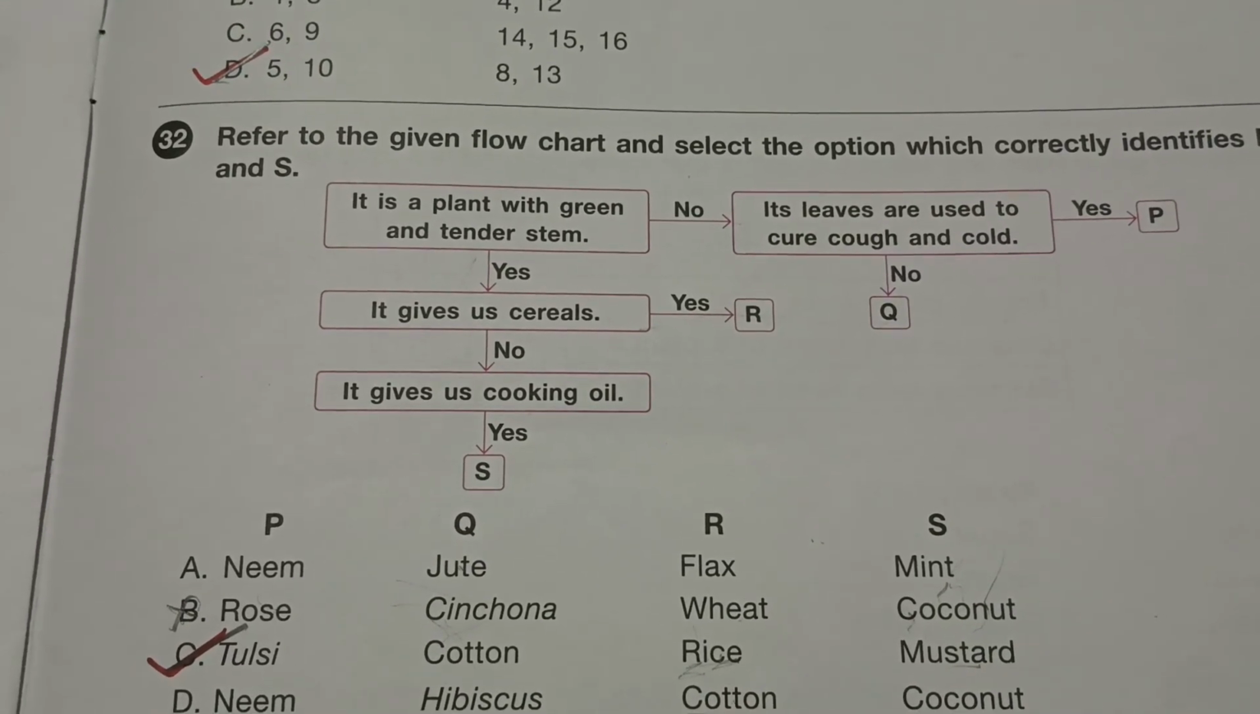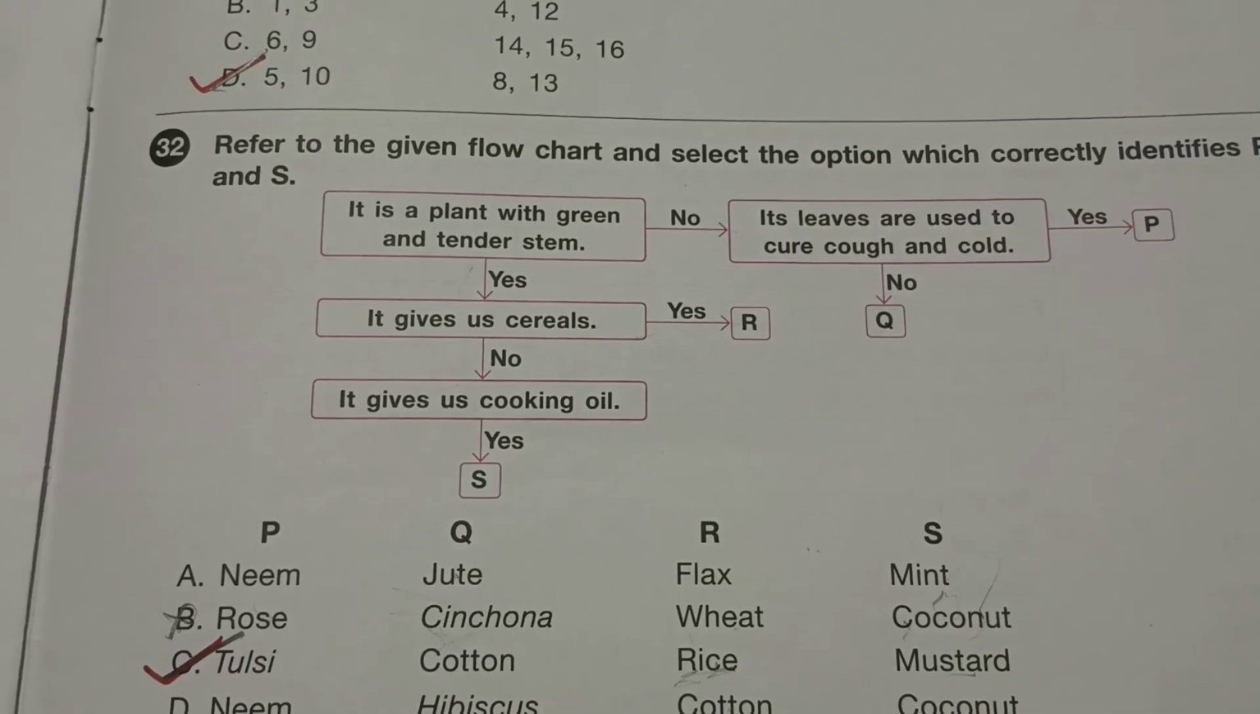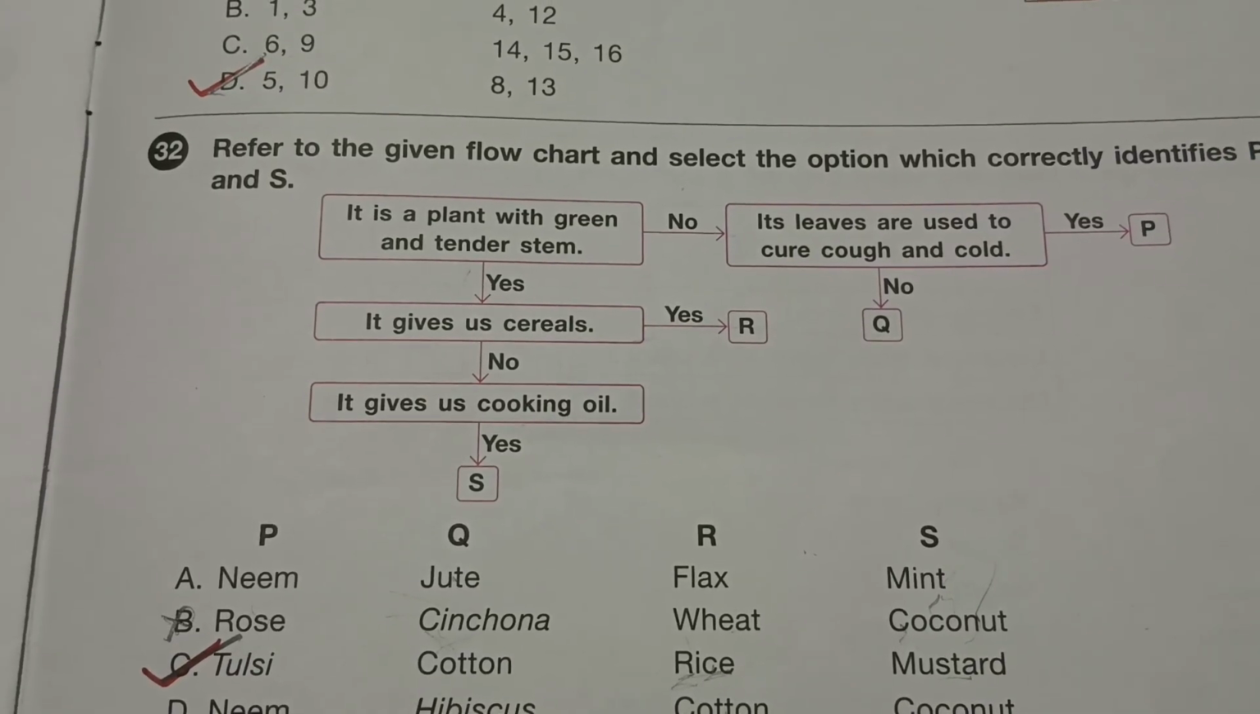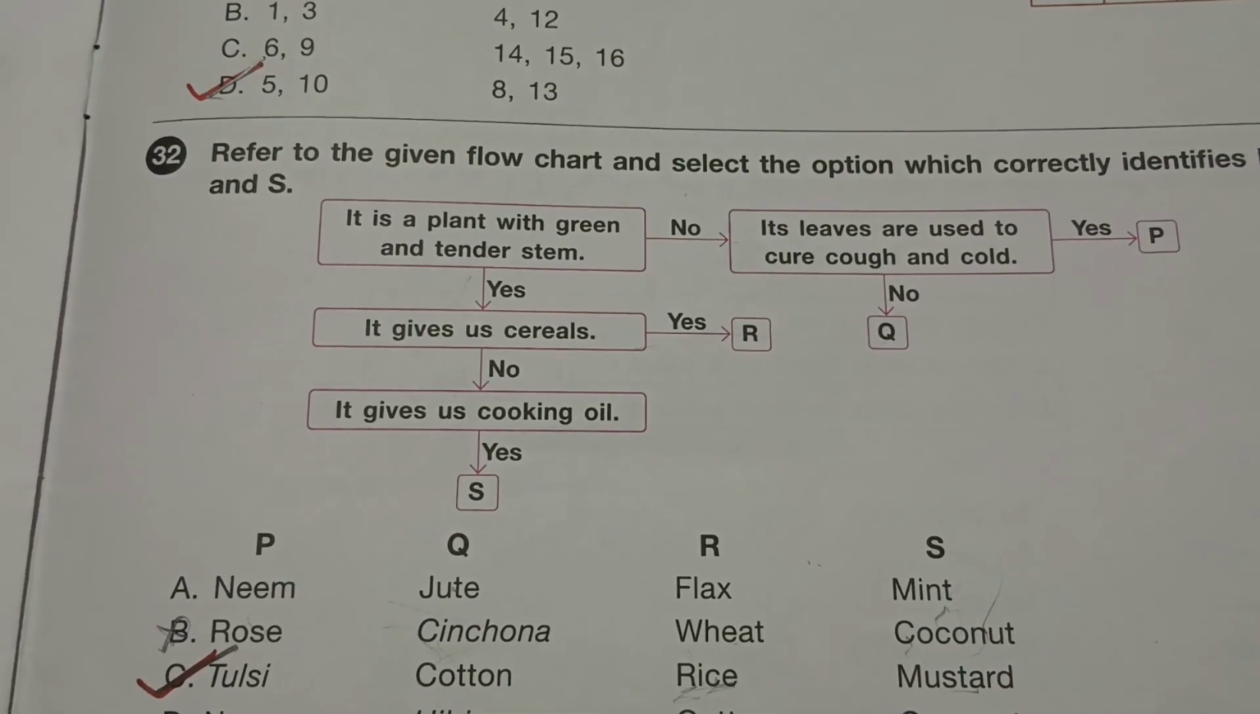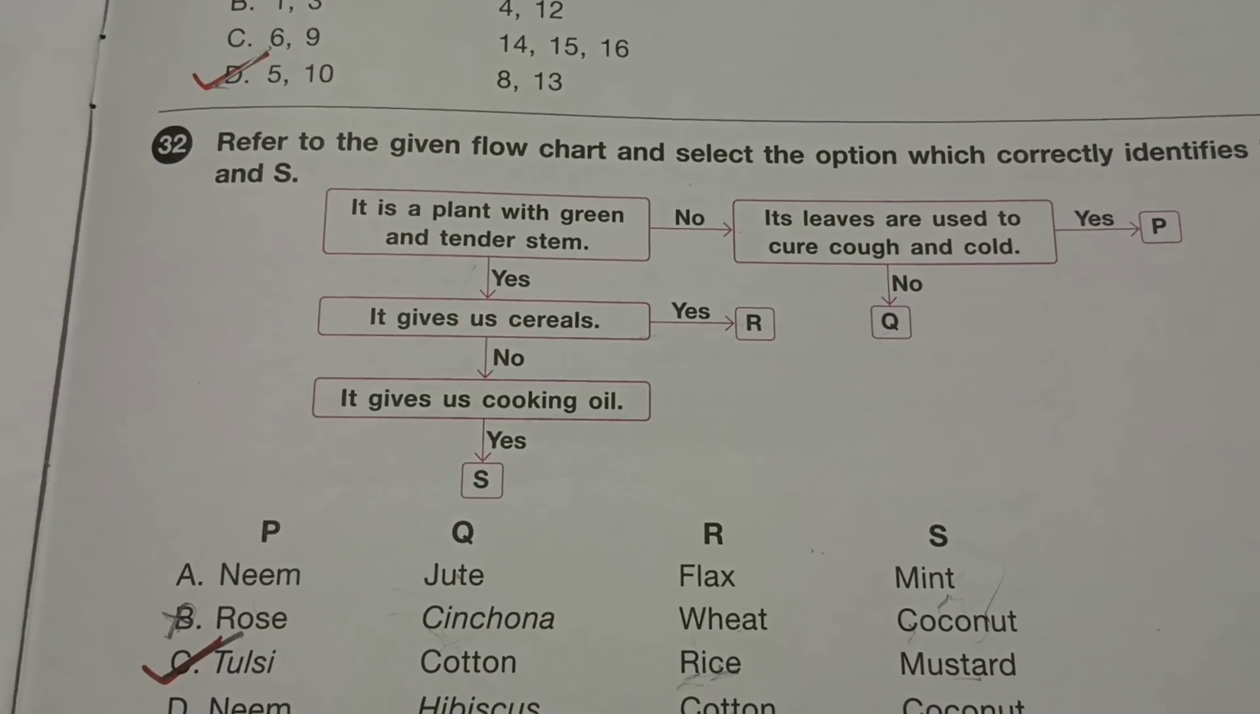Now Q. It's a plant with green and tender stem. No. And its leaves are used to cure cough and cold. No. So it may be cotton.